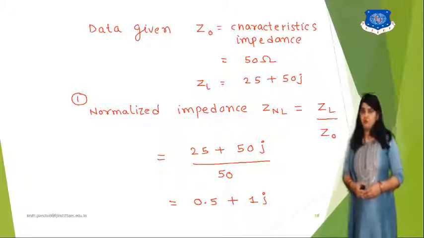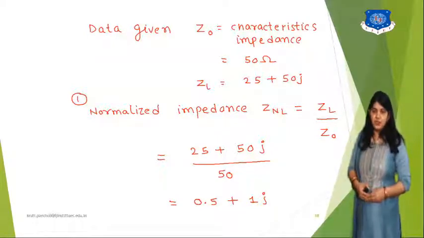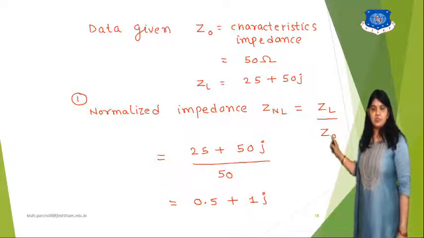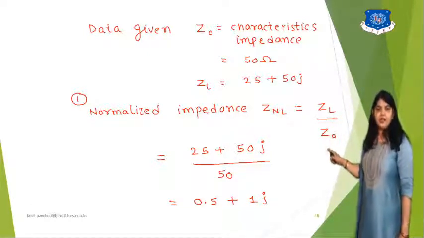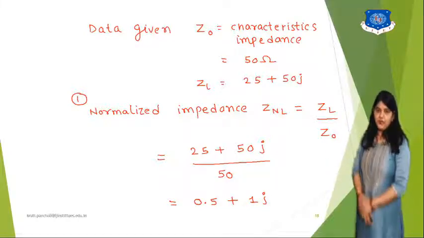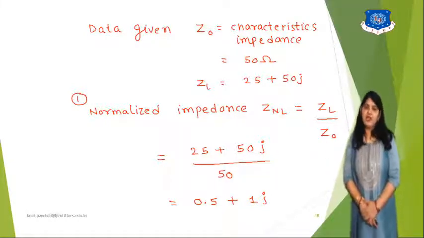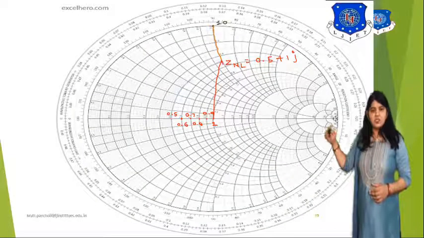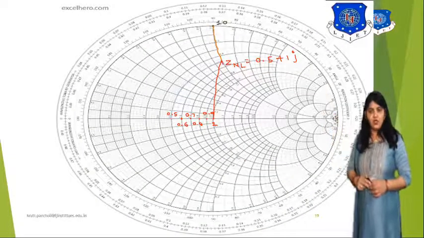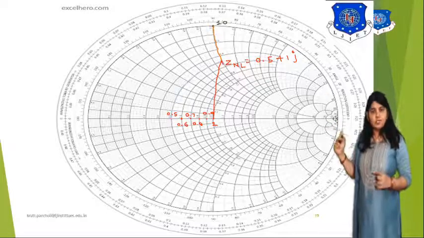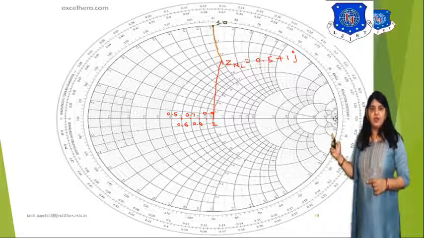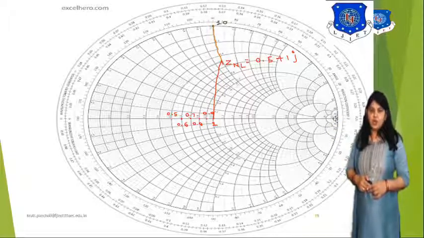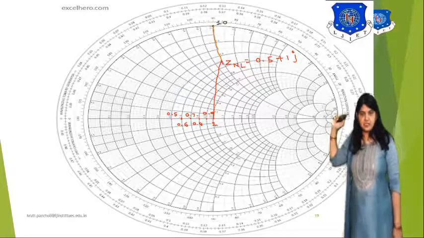First of all, we should find the normalized value. So ZNL is equal to ZL upon Z0, so it is 25 plus 50J upon 50, so it is 0.5 plus 1J. So this is the normalized impedance value. So very first I plot that normalized impedance value, 0.5 and the 1J value, that we need to plot. So that ZN point you can see.